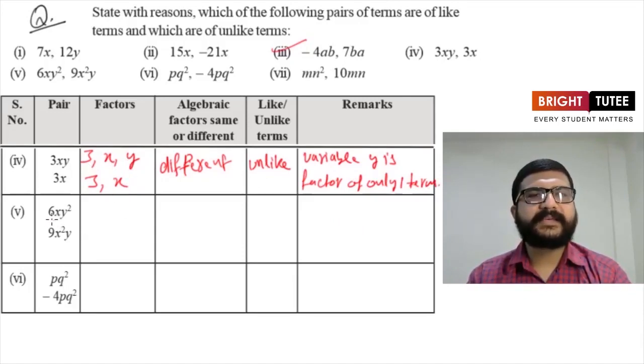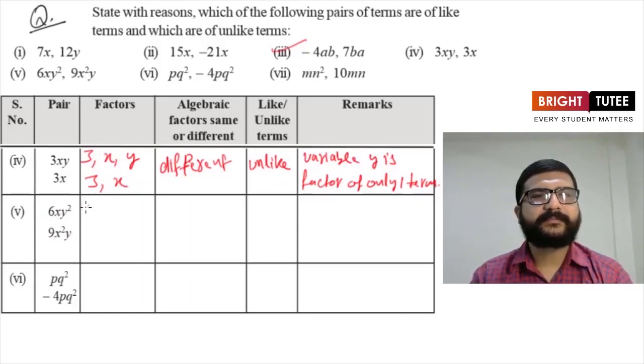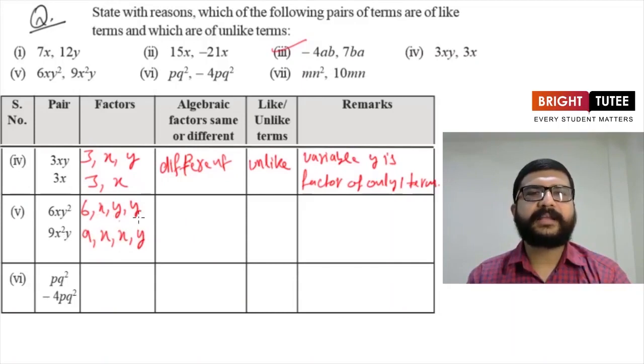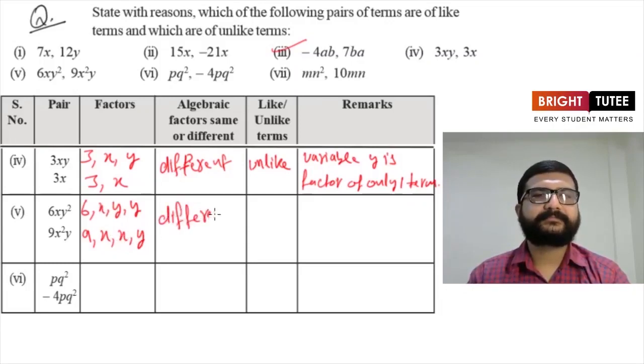Now the next pair is 6xy square and then 9x square y. So factors are 6, x, y and y, and then the factors of the second term are 9, x, x and then y. Now what do you think about their algebraic factors? For the first one it is x, y, y, and then it is x, x, y. So again they are different. So it means terms are unlike terms.